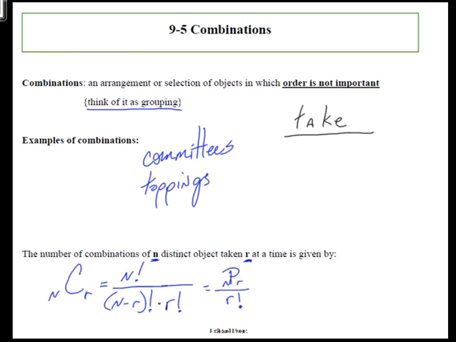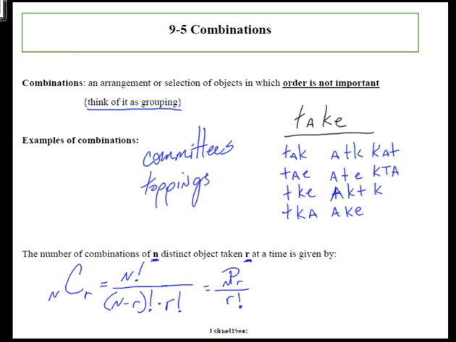Well, I could do T-A-K, oh, I already did T-A-K, you don't want to do it twice. T-A-E, then I could do T-K-E, T-K-A, then what? A-T-K, A-T-E, A-K-T, A-K-E. Let's see, what else we got here? Then we got K's, right? So K-A-T, K-T-A, K-A-E.